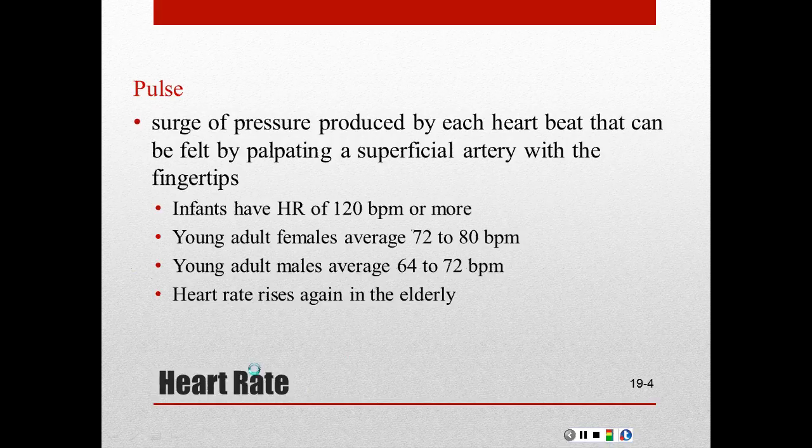Now, heart rate is most easily measured by taking a person's pulse at a point where an artery runs close to the surface. Heart rate can be obtained by counting the number of pulses in 15 seconds and multiplying by 4 to get beats per minute. In newborns, the resting heart rate is commonly 120 beats per minute or greater, and this declines to an average of 72 to 80 beats per minute in young adult females and 60 to 74 beats per minute in young adult males, and it rises again as you get older.